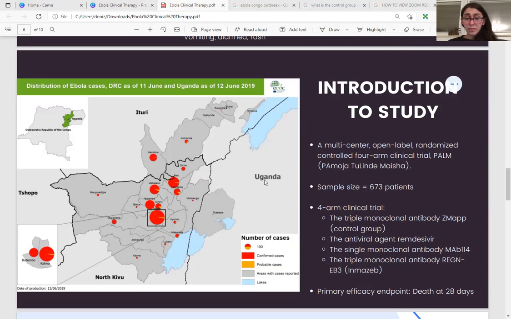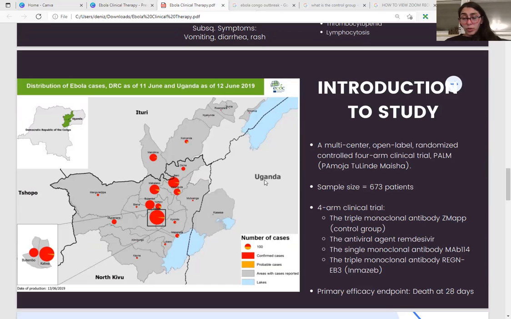And the 3 investigational agents were the antiviral agent remdesivir, which is a nucleoside inhibitor. It targets RNA polymerase, it blocks its action basically. So that's what that does. And MAB 114 is a single monoclonal antibody, and what the researchers are really looking at is Inmazeb, which is also called REGN EB3, but we're just going to call it Inmazeb because that's easier. And so that's what the 4-arm clinical trial refers to. There are 4 different treatments being given.